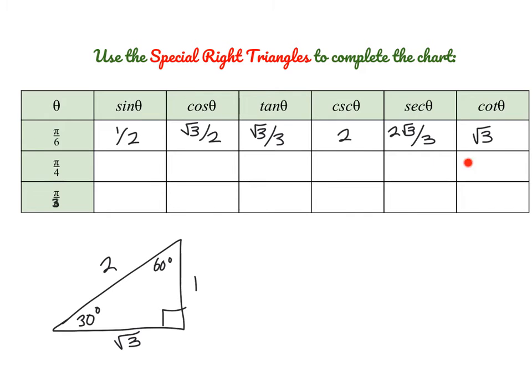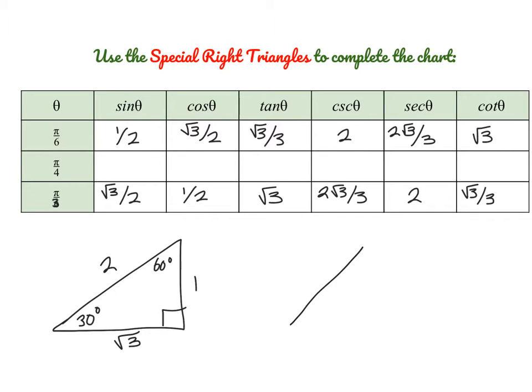I'm going to skip 45 for now, and let's move on to pi over 3, which is 60 degrees. Again, just use your triangle and your trig ratios. So sine is opposite over hypotenuse, so root 3 over 2, then adjacent over hypotenuse, and then opposite over adjacent, root 3. And then we do our reciprocal functions, so 2 root 3 over 3, 2, and then root 3 over 3. So we can use our triangle to help us evaluate these expressions.